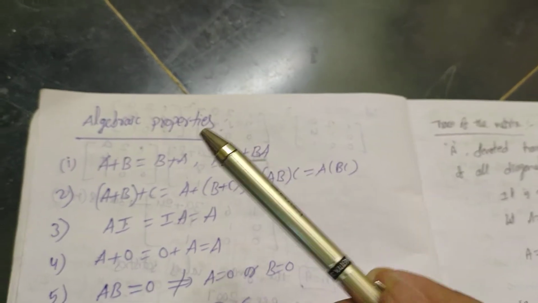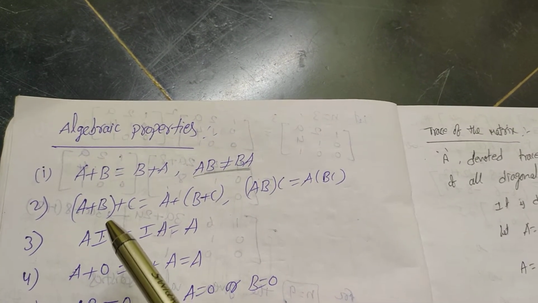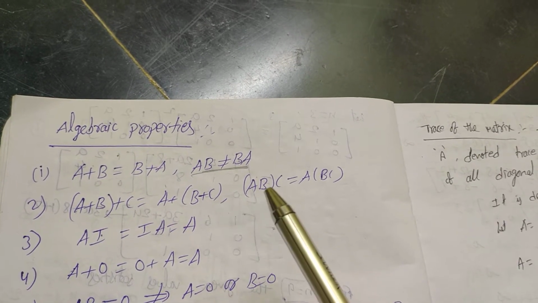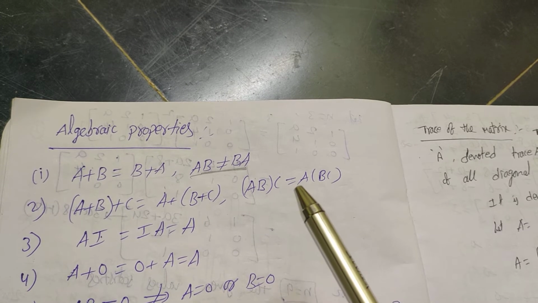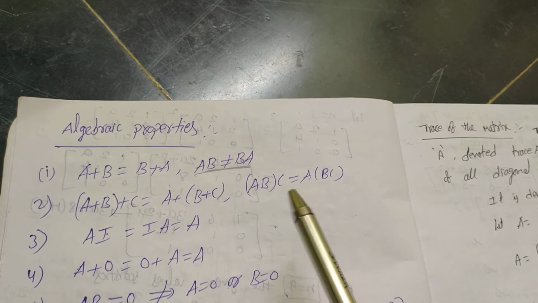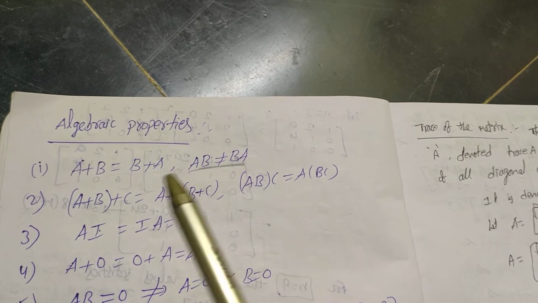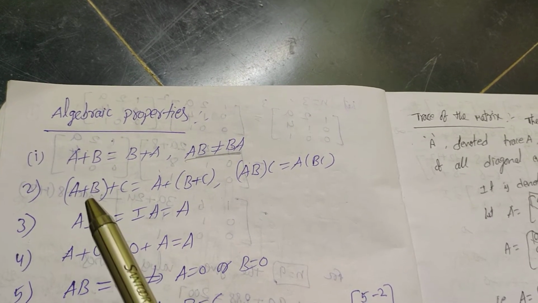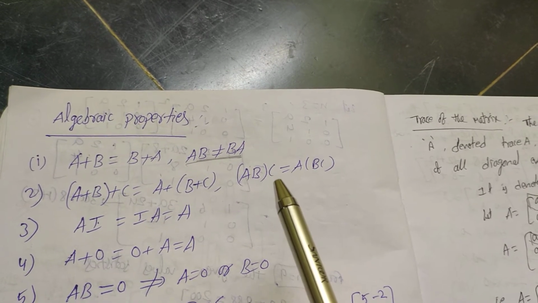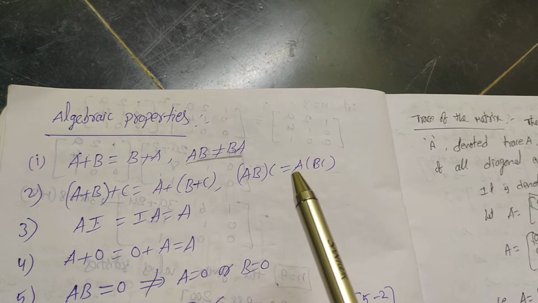Yes. So next one is (A + B) + C = A + (B + C) and (AB)C = A(BC). That means what is it? This is nothing but associative law. So in matrices with respect to addition, associative holds, and with respect to multiplication also associative holds.